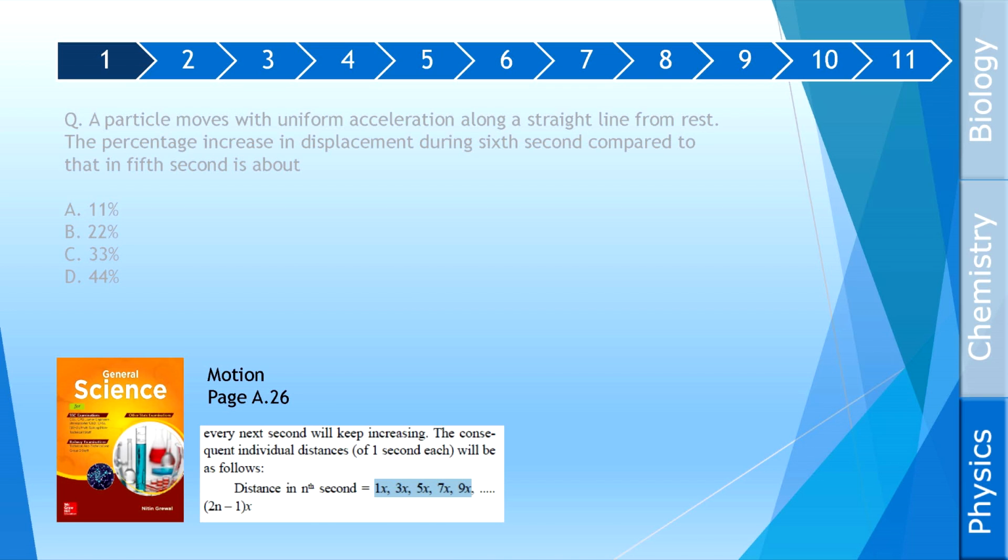If an object starts with 0 speed, the ratio goes to be 1, 3, 5, 7, 9, 11 and so on. We need to focus on the 5th second and 6th second. From 9 to 11, there is an increase of 2. This is a 22% increase, and thus option B becomes our desired answer.